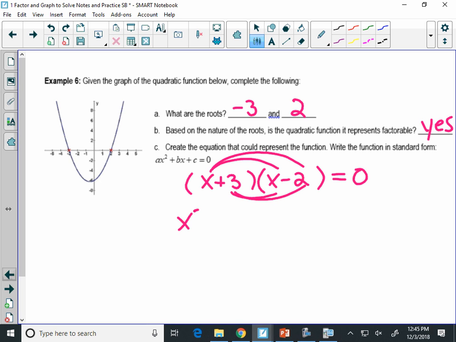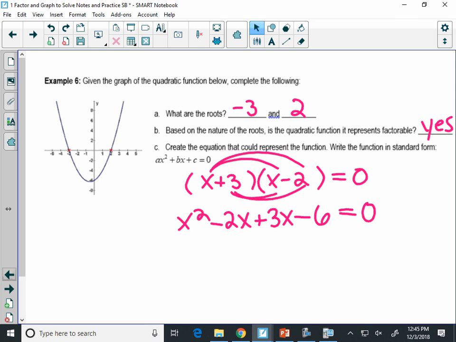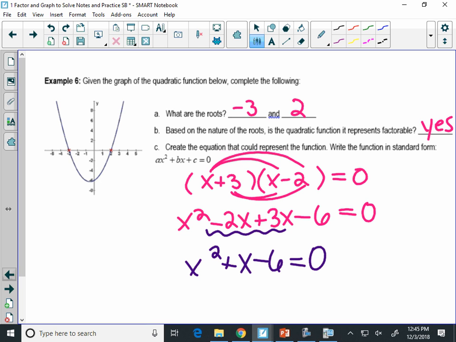Well, x squared minus 2x plus 3x. Guys, we're not done. Don't press up yet. Alright, how does that combine together? X squared plus x minus 6.